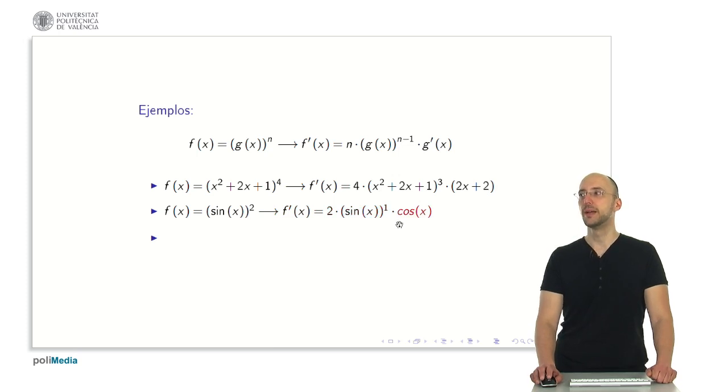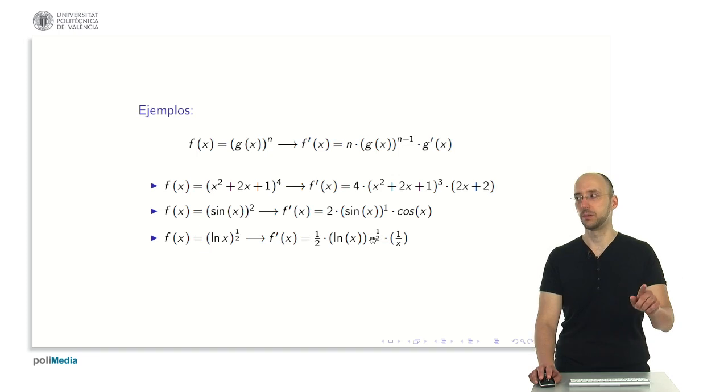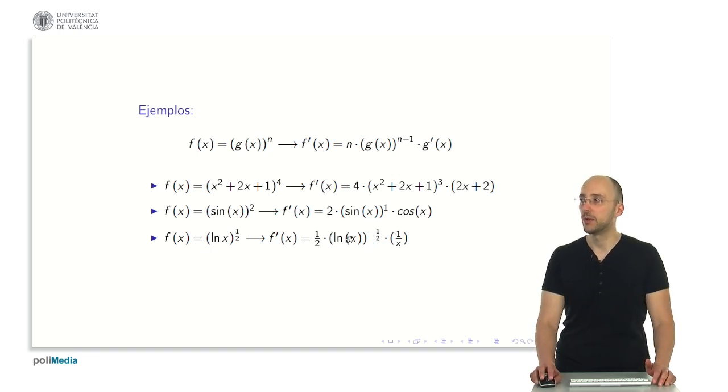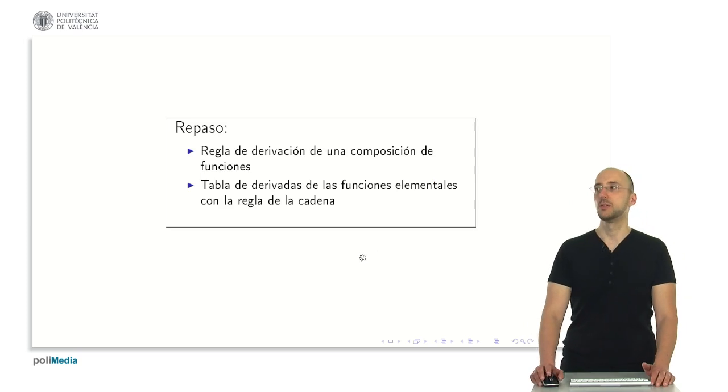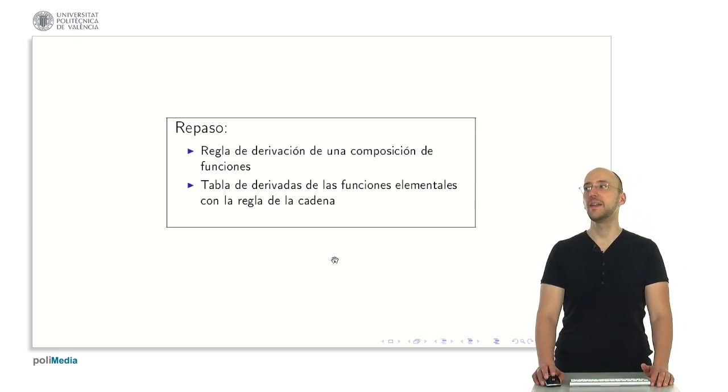Here's another example. The natural logarithm raised to the power of 1/2. How do we calculate it? The half is brought down in front, and when we subtract 1 from the exponent, we get minus 1/2. This is why you see it here. I keep the natural logarithm unchanged, and then calculate its derivative, which is 1 over x, and place it at the end. So far, we have seen how the rule of differentiation for a composition of functions is applied.